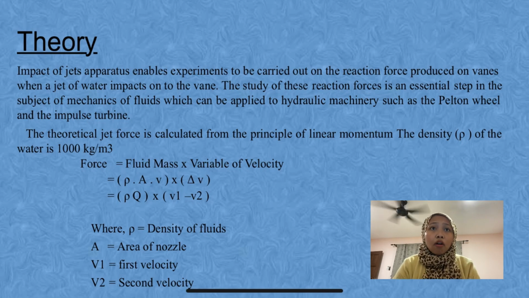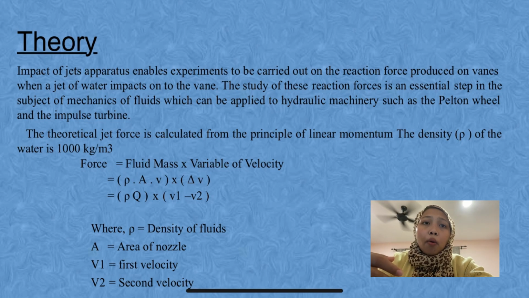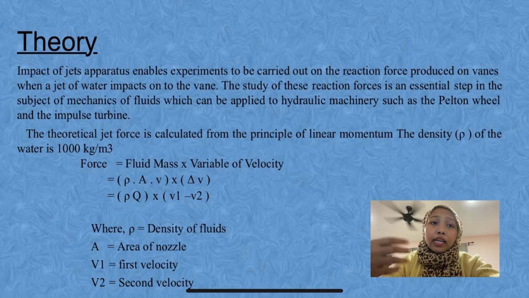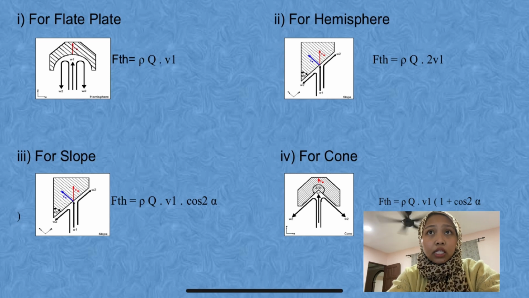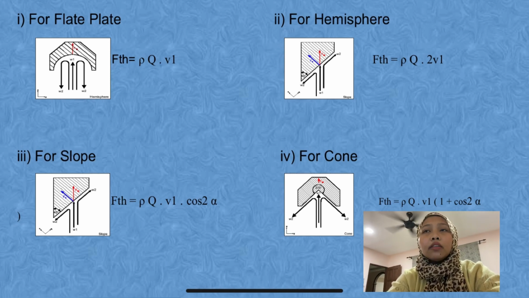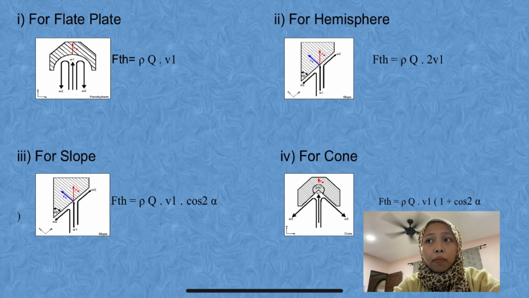The density of the water is 1000 kg per cubic meter. So force is mass times change of velocity, where rho is the density of fluid, A is the area of the nozzle, V1 is the first velocity, V2 is the second velocity. This is where we can use this. First is for the flat plate, second for the hemisphere, third for the slope, and fourth is for the cone.